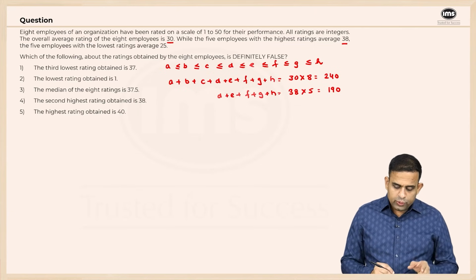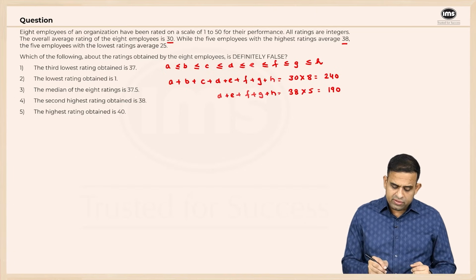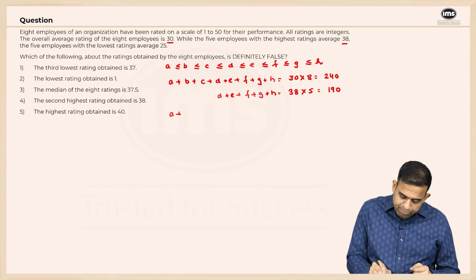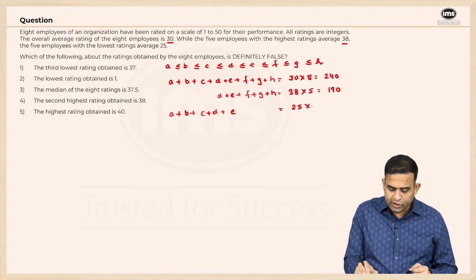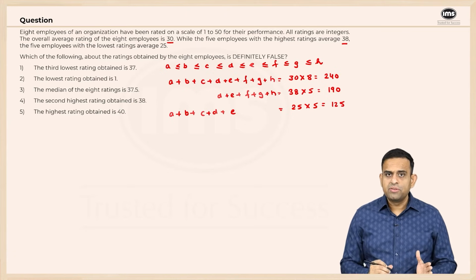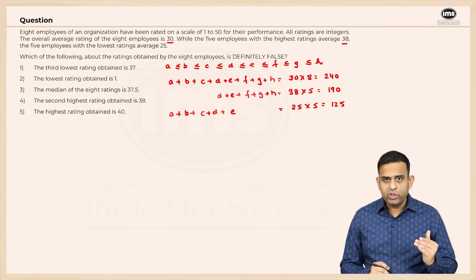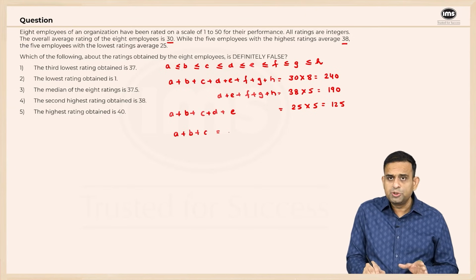Then they also told you the 5 employees with the lowest ratings have an average of 25. That simply means A plus B plus C plus D plus E should be equal to 25 into 5, giving you 125. So now with the help of the 3 equations, let's see what all we can decode. As I told, if I do equation 1 minus equation number 2, I will get A plus B plus C to be equal to 50.